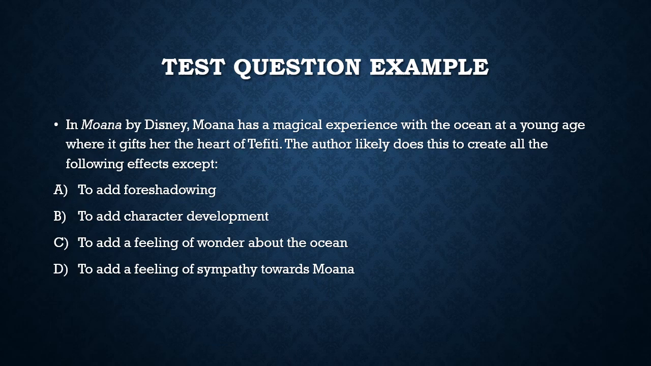So in the movie Moana by Disney, Moana has a magical experience with the ocean at a young age where it gives her the heart of Te Fiti. The author likely does this to create all the following effects except: to add foreshadowing, to add character development, to add a feeling of wonder about the ocean, to add a feeling of sympathy towards Moana. So to answer this question, we want to go through those test-taking strategies that we just went through.